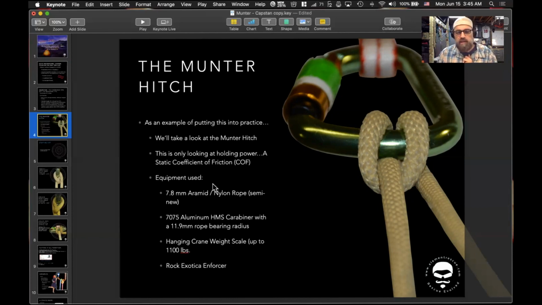So when we get into the equipment that we used with these pictures, and how we went about this, we used a 7.8 millimeter aramid nylon rope. So really the main thing concerning coefficient of friction is the aramid and what that coefficient of friction is with an aluminum 7075 carabiner with a large rope bearing radius. We utilized this to kind of check our math and see how in the ballpark we were. We used a hanging crane weight scale that measures up to 1,100 pounds and some Rock Exotica Enforcers to see how in the ballpark we were.